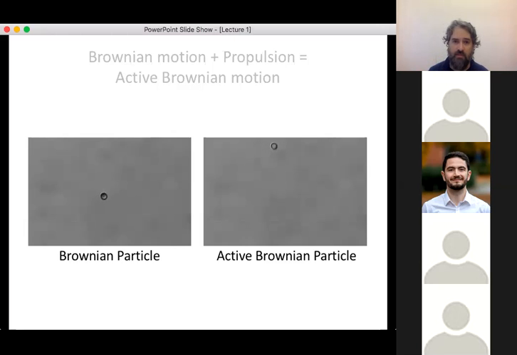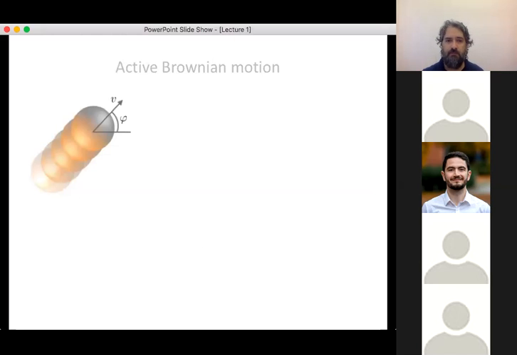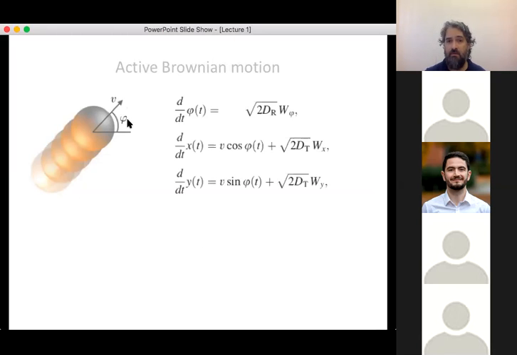But the relevant question for this course is, how do we model this? And, well, it's very simple. We take a Brownian particle and we add self-propulsion. So basically we make this particle move along a certain direction with a speed v and at an angle phi, which might vary over time. The corresponding differential equations are these ones.